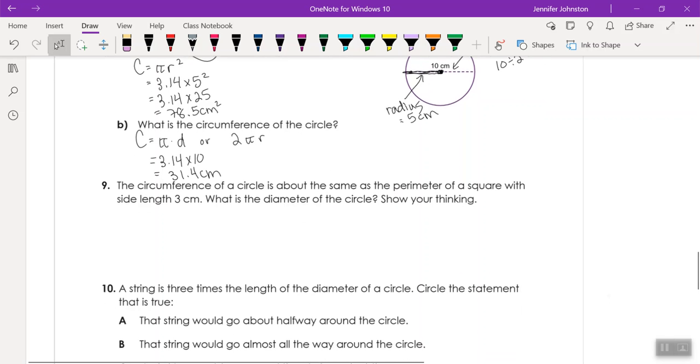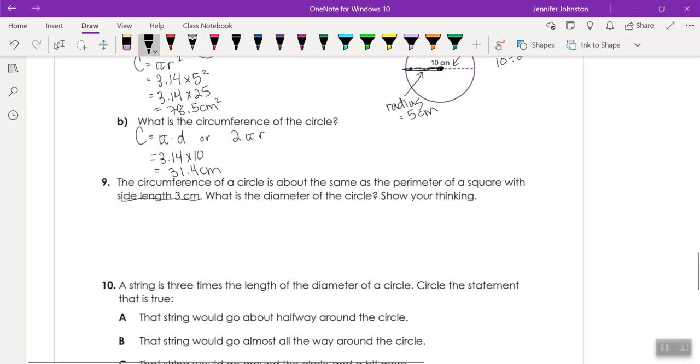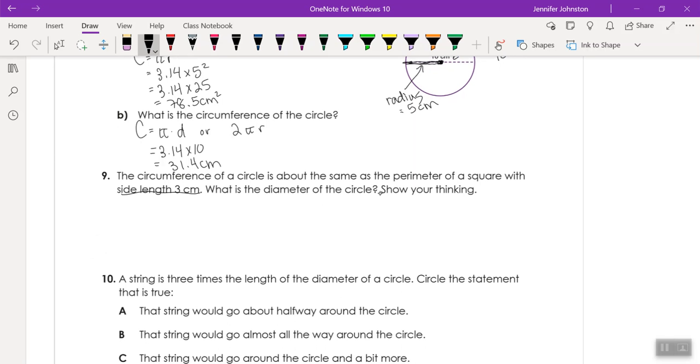Question number 9. The circumference of a circle is about the same as the perimeter of a square with a side length of 3 centimeters. What is the diameter of the circle? Show your thinking. Okay, so the perimeter of a square. How many sides does a square have? Oh yeah, 4. So that would be like side plus side plus side plus side. So that's going to be 3 plus 3 plus 3 plus 3. That gives us 12 centimeters.